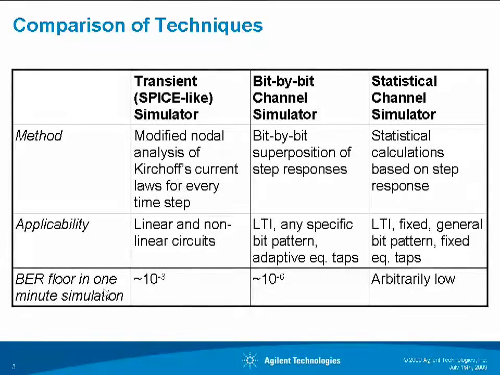This last row shows the advantage of statistical channel simulation. What BER floor can you measure in a 1-minute simulation? Well, with SPICE you may get 1,000 bits per minute, so the minimum noise floor you can measure is 10 to the minus 3 bit error rate. In a minute simulation of bit-by-bit channel simulation at 1,000,000 bits per minute, maybe you'll get 10 to the minus 6 floor for your BER. But the statistical channel simulation can give you an arbitrarily low BER floor in about a minute.